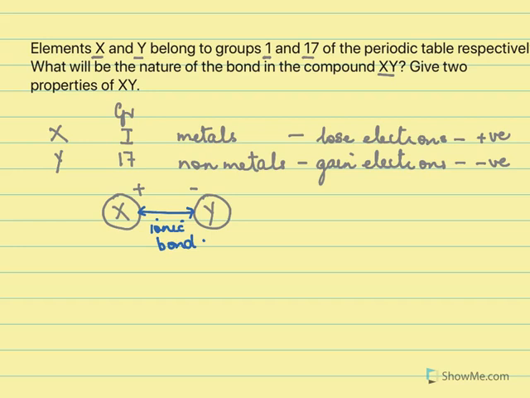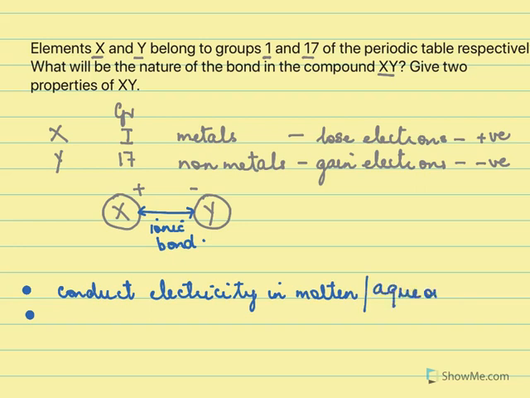And if the bond is ionic, the properties will be that of an ionic compound. Ionic compounds conduct electricity. They conduct electricity in molten or aqueous state. They have high melting point and boiling point.